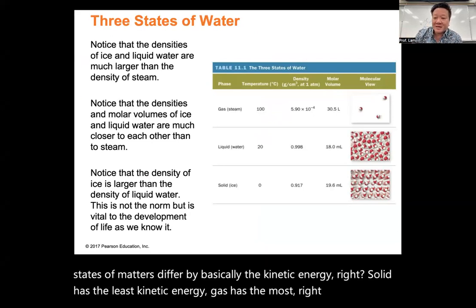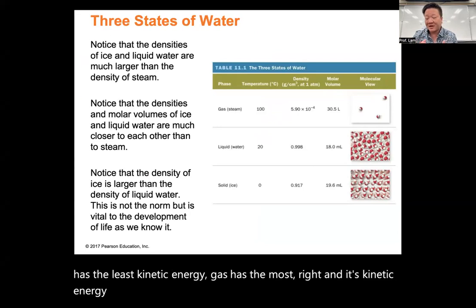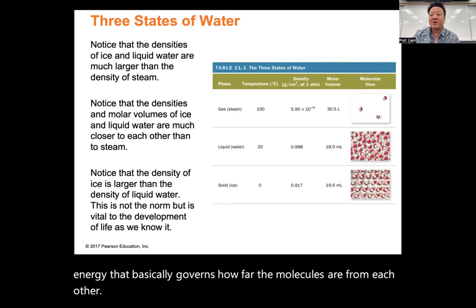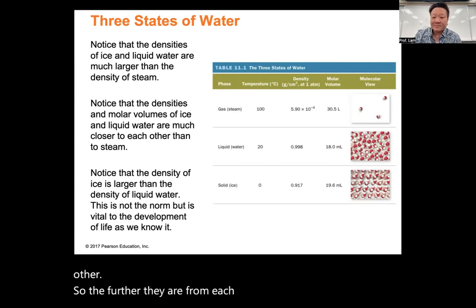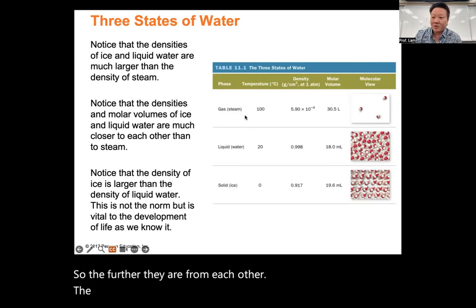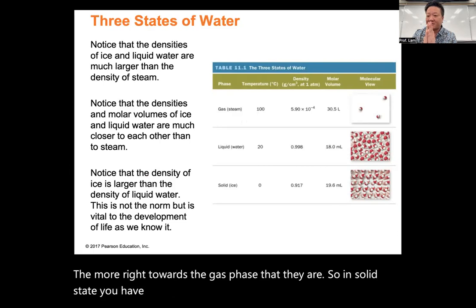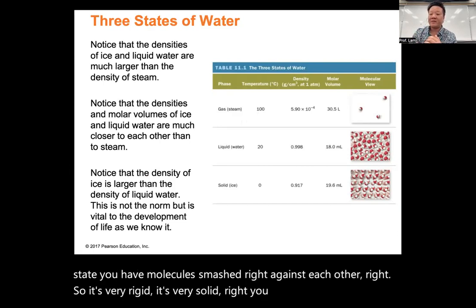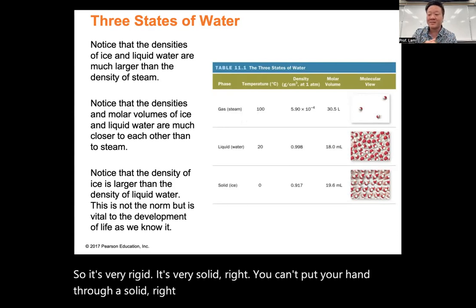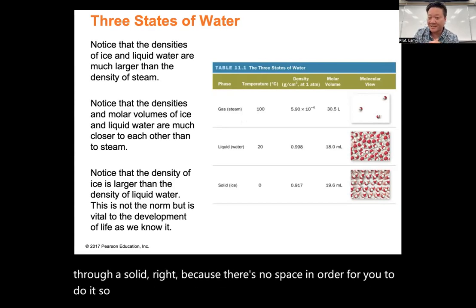And it's kinetic energy that basically governs how far the molecules are from each other. So the further they are from each other, the more, right, towards the gas phase that they are. So in solid state, you have molecules smashed right against each other, right? So it's very rigid, it's very solid, right? You can't put your hand through a solid, right? Because there's no space in order for you to do it. So it is about spacing, right?